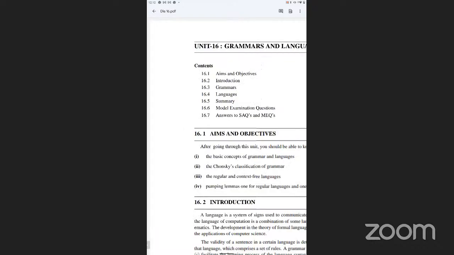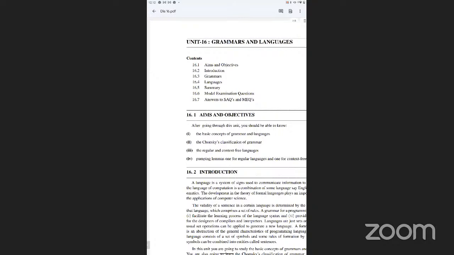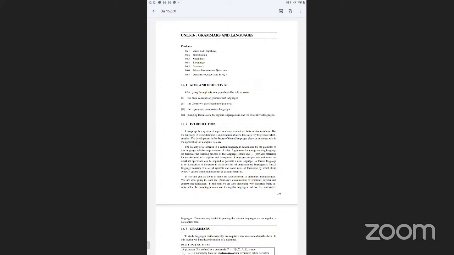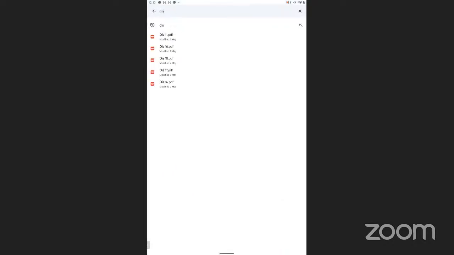Grammar and language is there, sir. Unit 17, sir, sorry. This is unit 17th. Yes, no sir, 16th only. Grammars and languages is correct only, sir. 16th, sir. Counting principles of the generating function. Yeah, unit 17th. Yes sir.